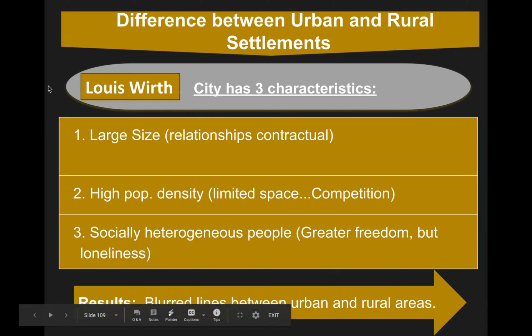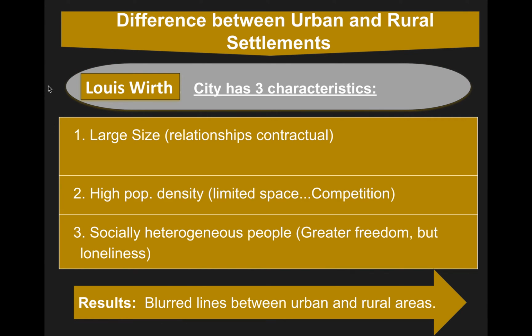All right, how do we classify an urban area? Because it's very difficult. Louis Wirth came up with three classifications or characteristics. He said that an urban area is defined by a large population, or large size rather. What is that? Well, in urban areas your relationships are contractual, meaning they're more superficial. They're just exchanges that are contractual services. How can I help you, or what can I get from you? Whereas in rural areas, it's more of a personal contact.